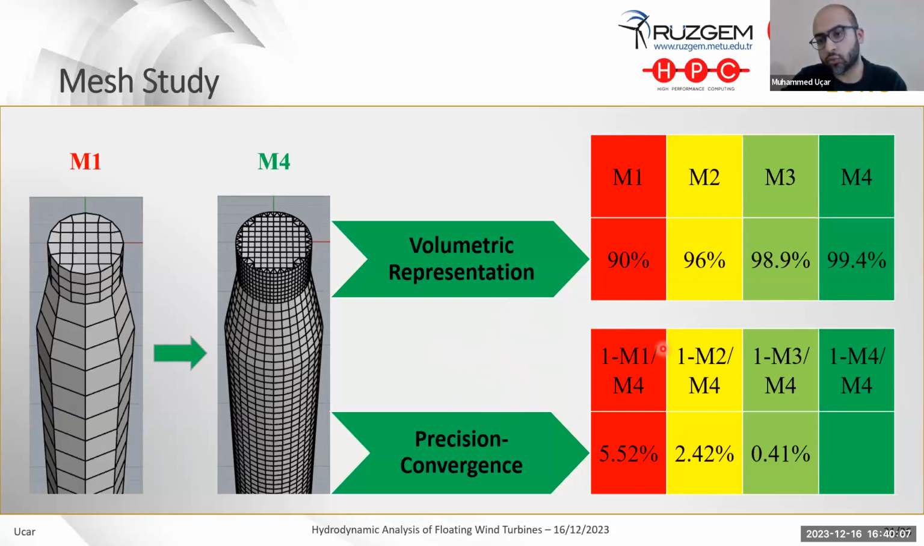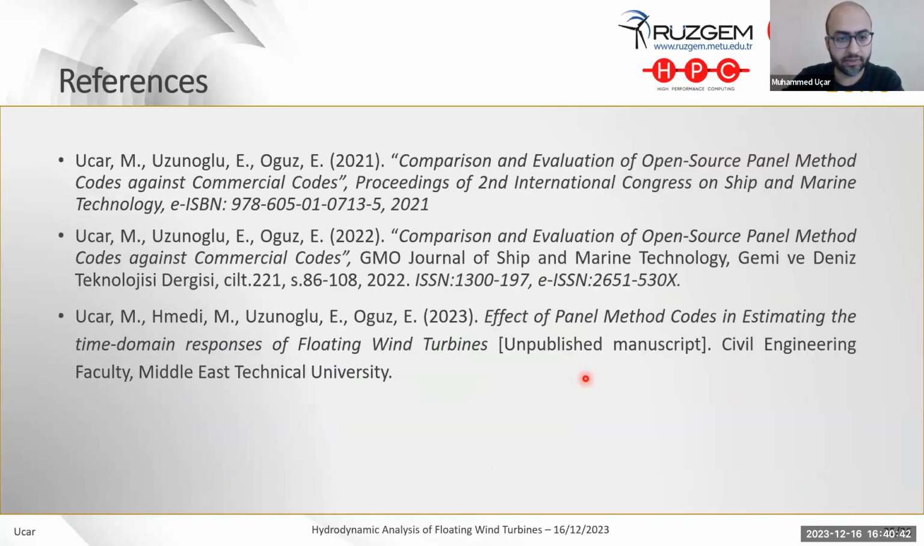And I have used these M4 meshes, representing 99.4% of the volume. For the convergence, a difference between the M3 and M4 meshes of less than 0.5% is okay for me. We have accepted that, and we have obviously stated it. So we have used this M4 mesh, and these are my references.